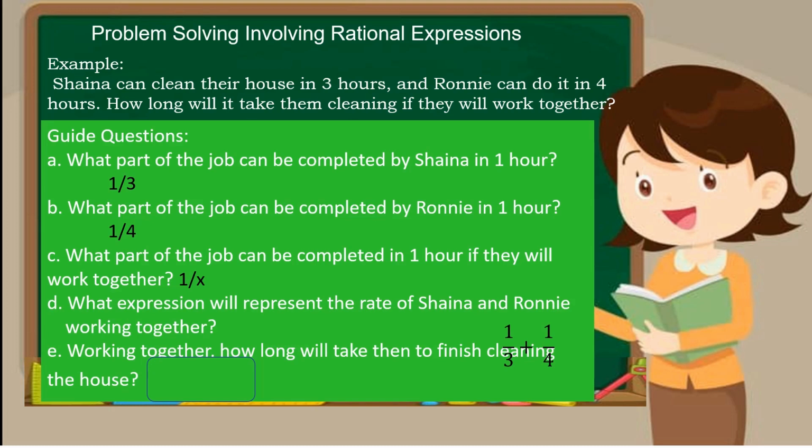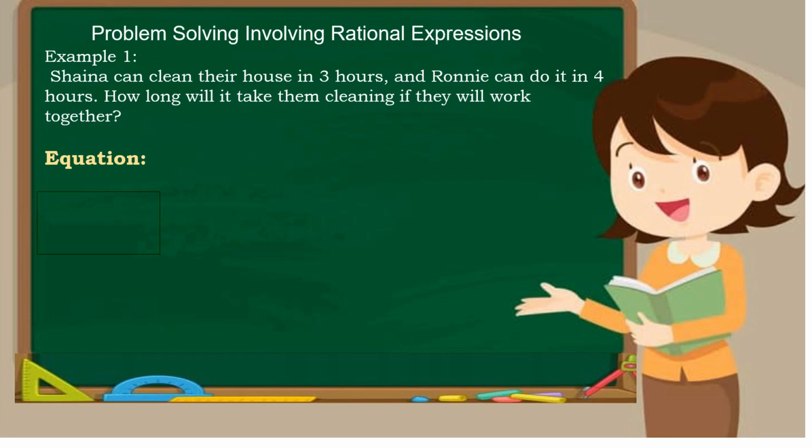So, eto na, susulat ka na ng equation. Sulat mo yon, yung part na natatapos ng 1 hour ni Shaina, add mo yung part na natatapos ni Ronnie sa 1 oras. If you add these two expressions, then ano yung result? Yung amount ng job na natatapos nila in 1 hour, that's 1 over x. Okay? And from here, isosolve na natin yung x. Okay, from that rational equation, isosolve na natin ngayon yung x.